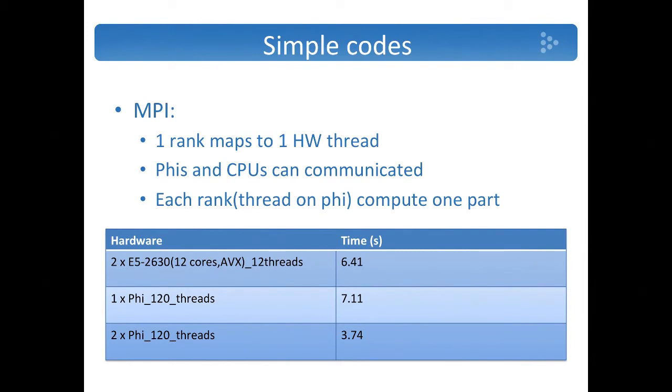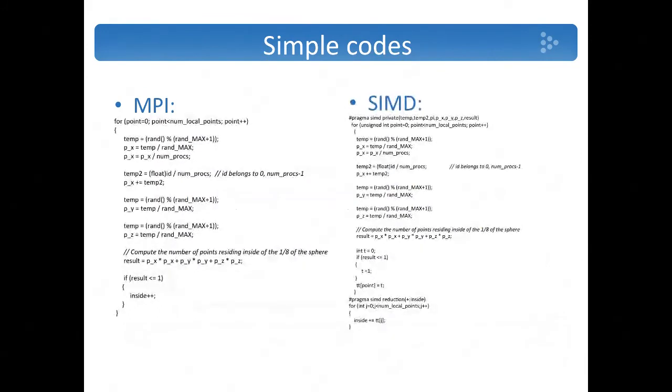Why is it a random number generation problem? You didn't use a lot of memory. You just create the random number in the register and calculate them, and you only need to put them back to the memory for the result. You don't need to access the memory very frequently. Okay, let's move on to the page for the code.